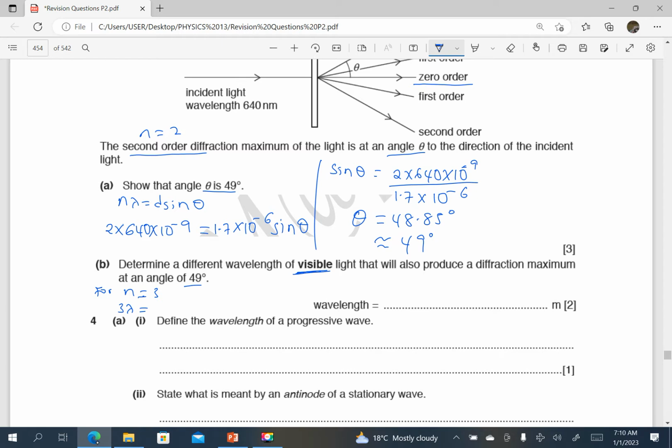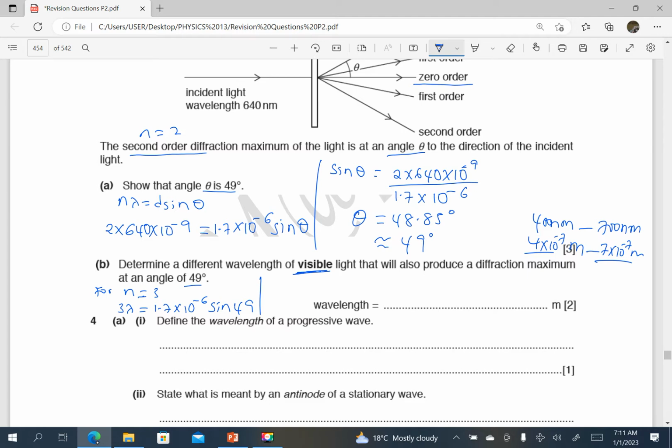D has not changed, so D is 1.7 times 10 power negative 6. Then sine, the angle has still remained 49. I just want to check if the value of lambda I obtain here is still in the visible range. Remember, the visible range is between 400 nanometers to 700 nanometers, or 4 times 10 power negative 7 meters up to 7 times 10 power negative 7 meters. That is the range of visible light.